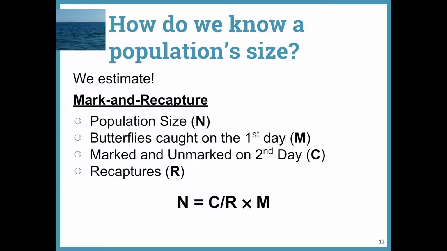captured and marked. And then in order to find population size, what we do is we take the total number of marked butterflies and unmarked butterflies caught on the second day, and we divide that by the number of recaptures. So we multiply this number by the number of butterflies marked on the first day, and we get this equation, N equals C divided by R times N, M.